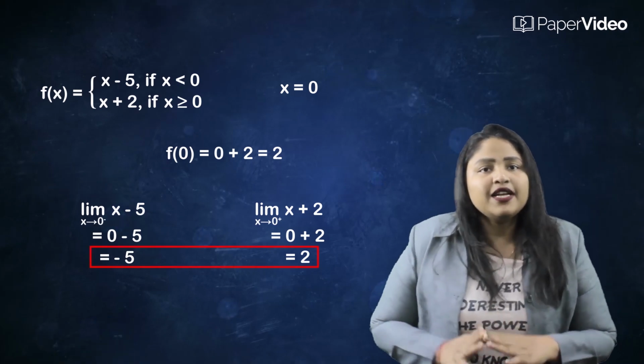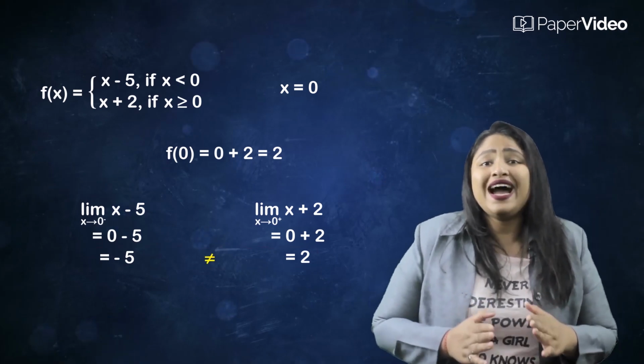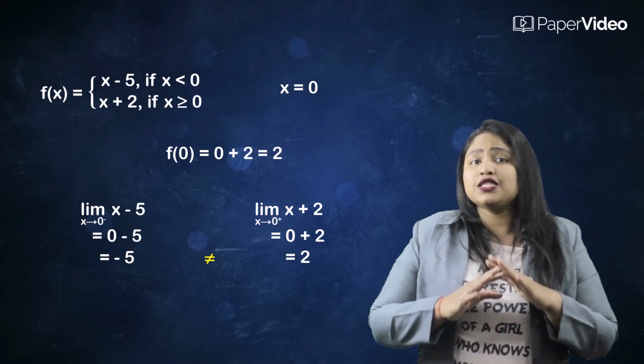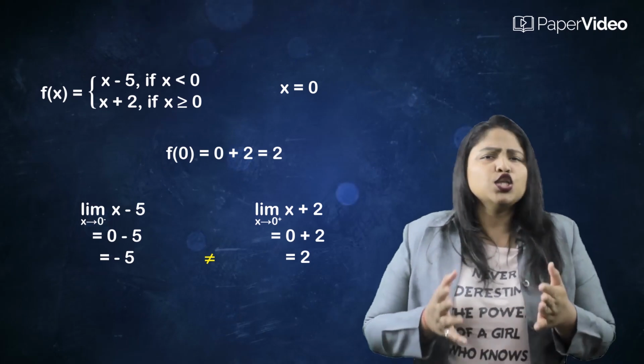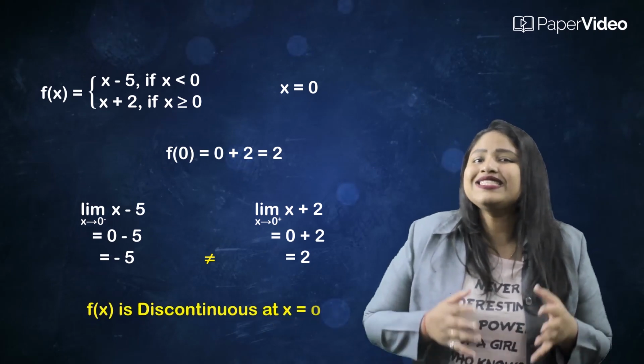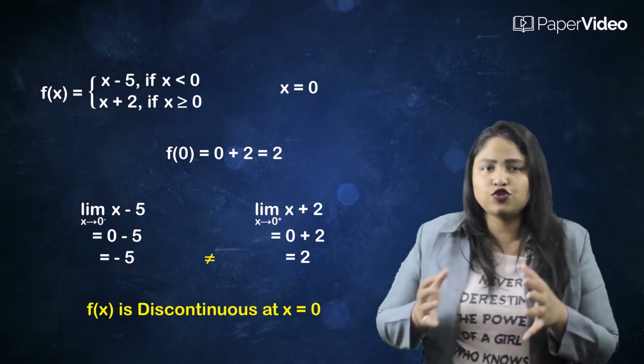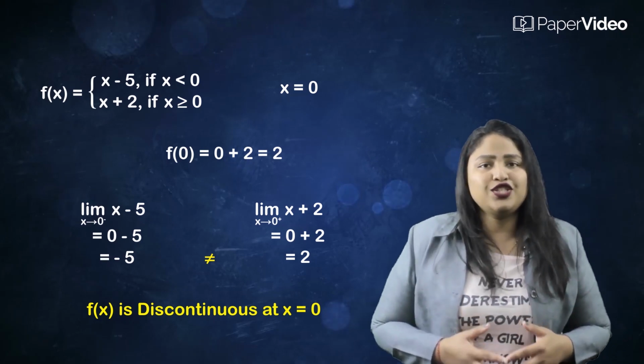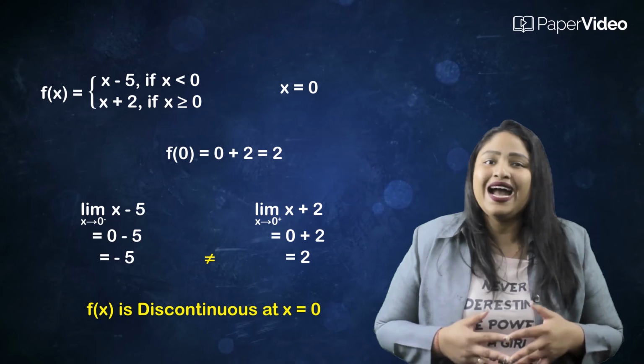Since the left hand limit and the right hand limit of the function at x equals 0 do not agree to the same value, we can say that the given function is discontinuous at x equals 0. So this is how we check discontinuity of a function at a given point.